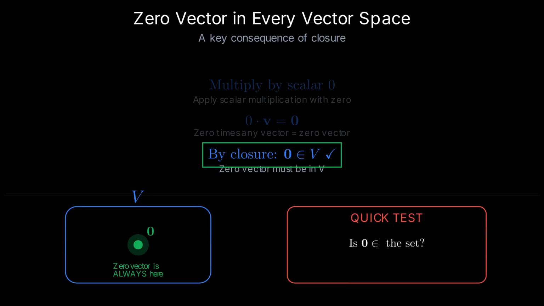Right? This gives us the fastest disqualification test in all of linear algebra. If a set doesn't contain the 0 vector, stop right there. It's not a vector space. Don't bother testing addition. Don't bother testing scalar multiplication. Check for the 0 vector first. It takes seconds and eliminates many candidates instantly. Remember, 0 times v equals the 0 vector, and that 0 vector must be in V.